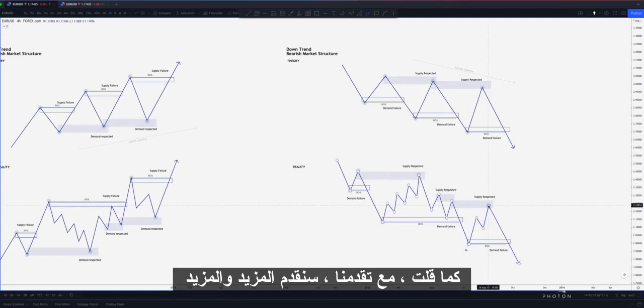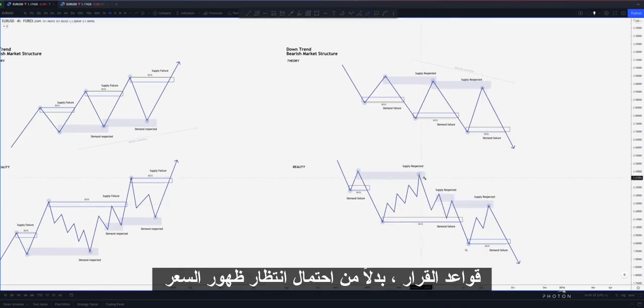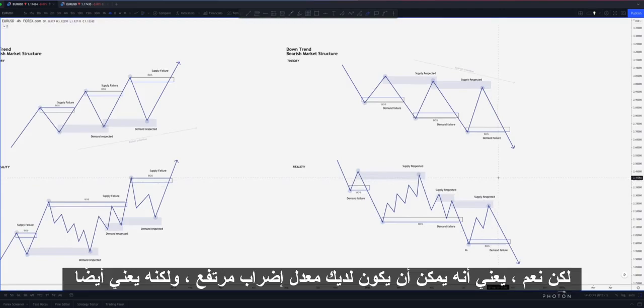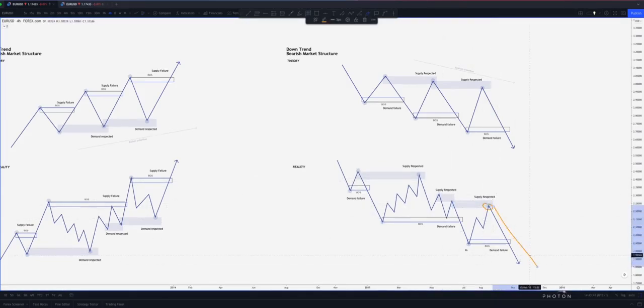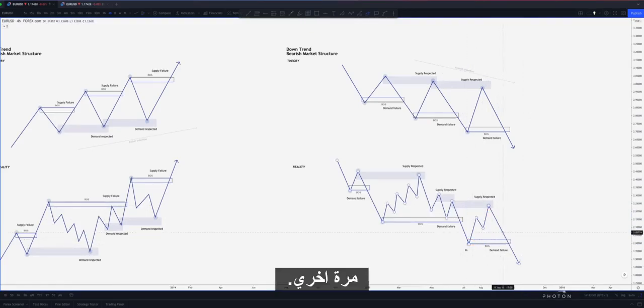And like I said, as we go on, we're going to introduce more and more concepts so you really get a feel of how and when you wish to trade the decisionals, rather than potentially waiting for price to come up to the origin extreme, which means you could have a high strike rate, but it also means you may miss a lot of the moves where it reacts from the decisional, and then we go on to form that lower low and cause demand to fail once again.